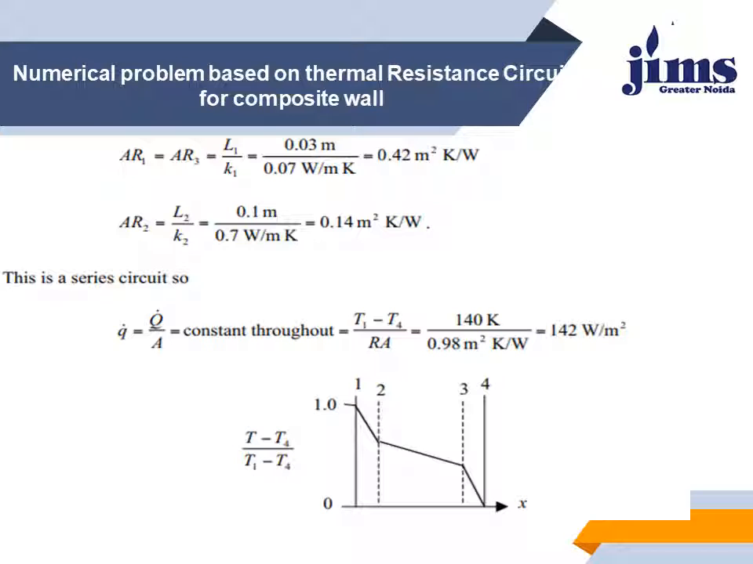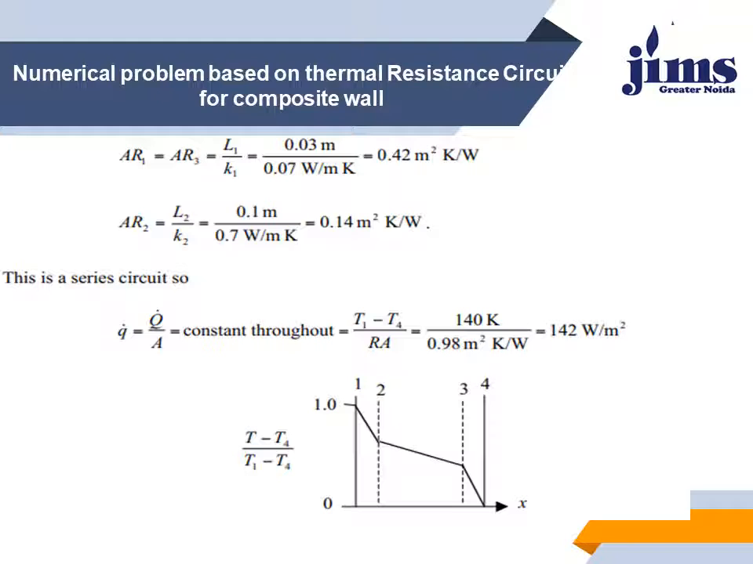So finally, if we calculate the heat transfer rate from the composite slab, this should be equal to Q dot divided by A, which is equal to T1, the highest temperature, minus T4, the lowest temperature, divided by the total resistance. So T1 minus T4 is equal to 140 Kelvin, divided by the total resistance, which is 0.98 meter square Kelvin per watt. So the final answer is 142 watt per meter square. So the heat transfer rate in that case from the composite slab is 142 watt per meter square.